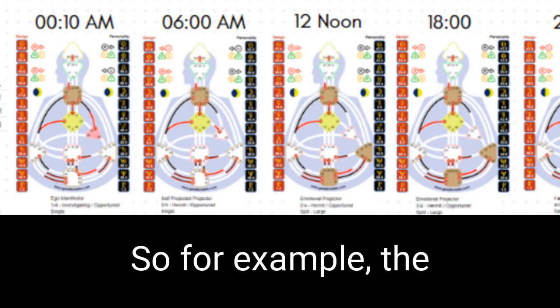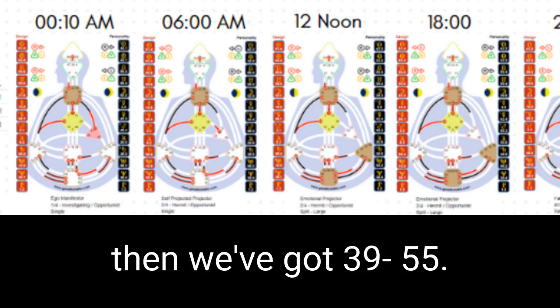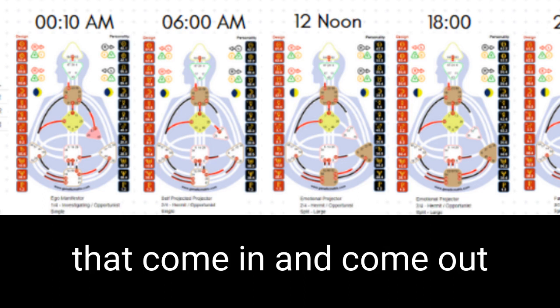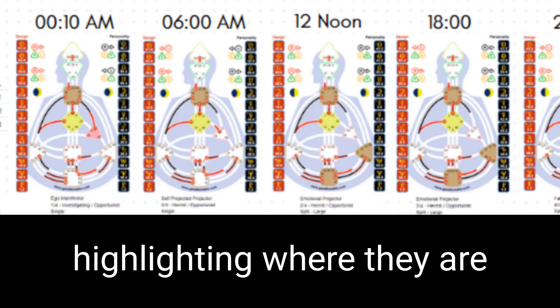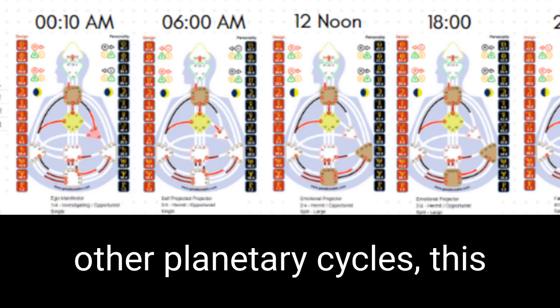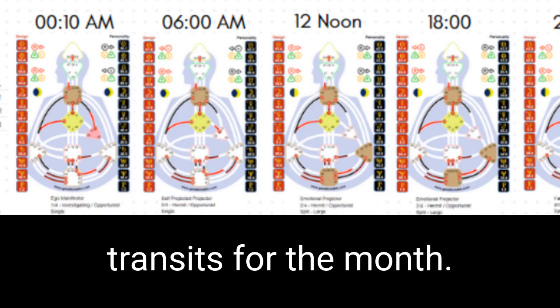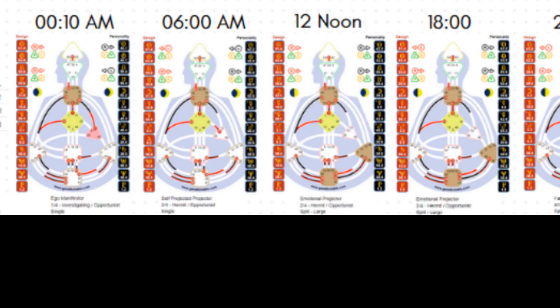So, for example, the ego is defined by gate 21 at midnight. And then we've got 39 and 55. So looking at those channels that come in and come out, highlighting where they are in the moon cycle and any other planetary cycles. This is starting to get a little bit more geeky. Highlighting where they are in the moon transits for the month and checking in.